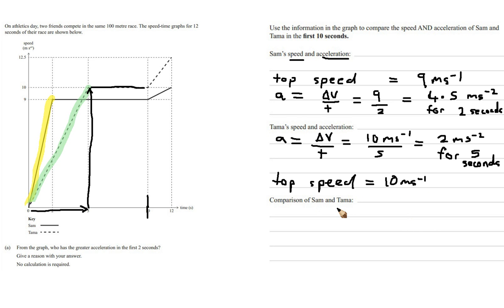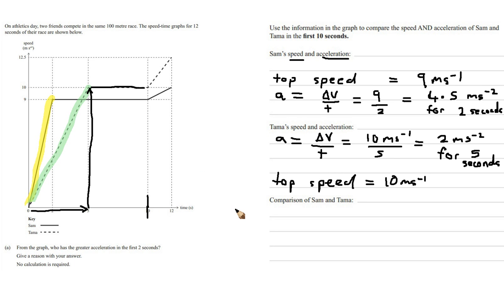So in terms of the comparison here, it's literally just putting this into words. We basically say that Sam has a greater acceleration, so his rate of acceleration is faster for the first 2 seconds, but he doesn't accelerate as long as Tamara. So she actually reaches a faster top speed in the end. She reaches a faster constant speed in the end. Now it's also worth noting there was a mark in there for saying that between 5 and 10 seconds neither of them were actually accelerating anymore.